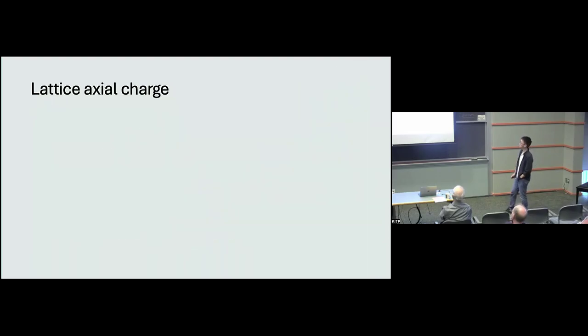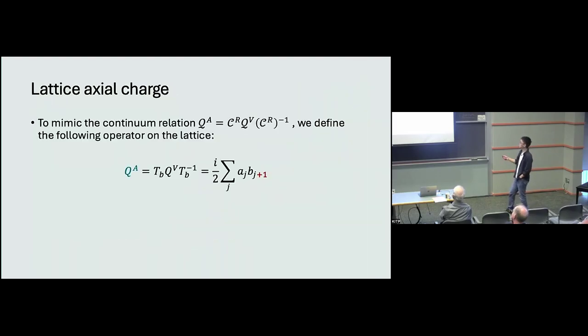So the next thing we need to do is to follow the continuum relation and conjugate our lattice vector charge by T_B and see what we get. If you write out Q_V in terms of the real fermion notation, it's a sum over A_j, B_j, and you apply this lattice translation on it. You don't move the A, but you shift the B fermion by one site. And this, I claim, is the axial charge on the lattice. So now we have the answer. Let's try to see what's nice about this operator Q_A.